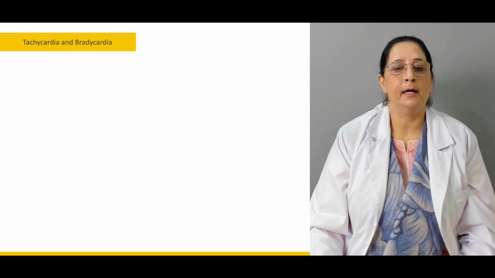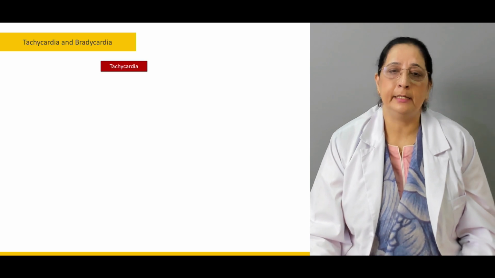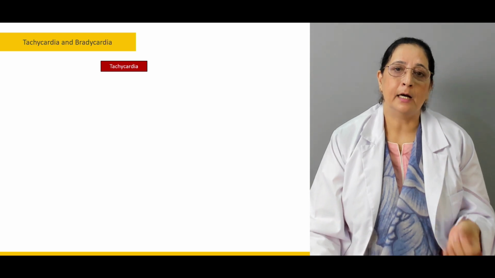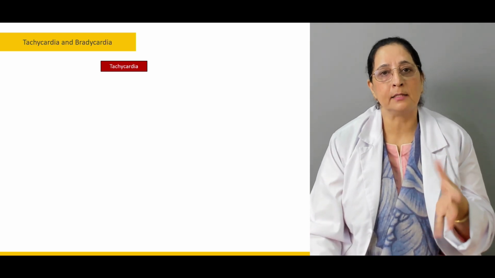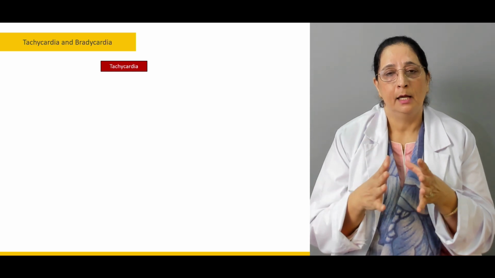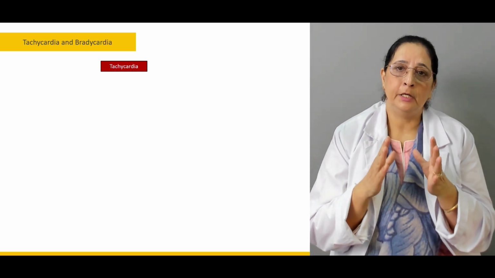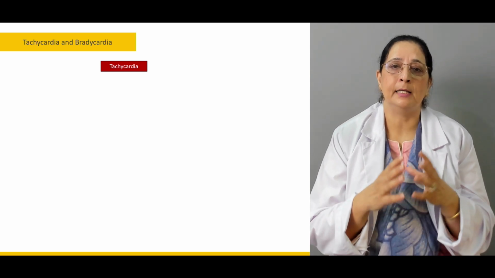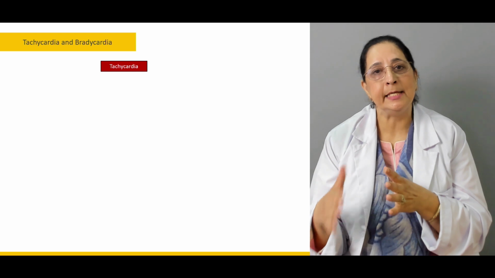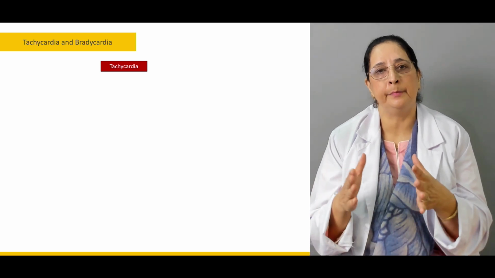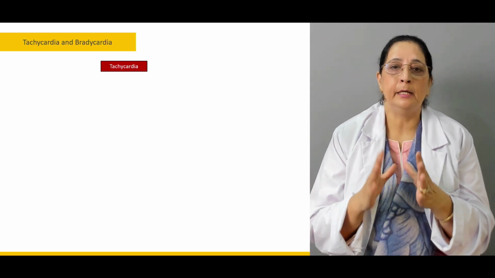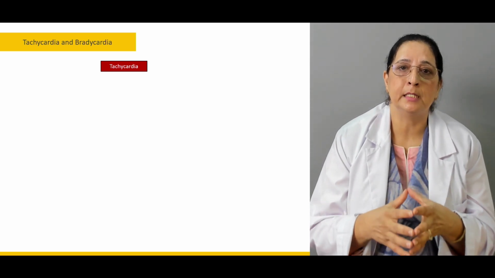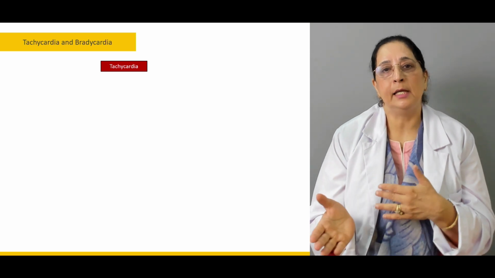Next, tachycardia and bradycardia. Tachycardia, as I already mentioned, tachy means fast. Cardia is heart, so the fast heart rate is the tachycardia. The average range of the heart rate is from 60 to 90 beats per minute. It's beats per minute. Anything above 90 is tachycardia, anything below 60 is bradycardia.